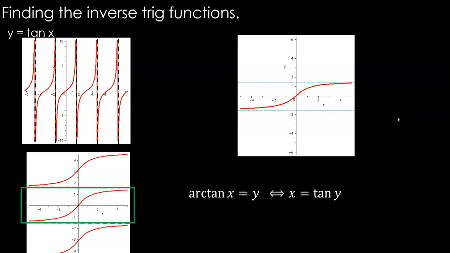Arctan of x equals y if and only if x equals tan of y. The domain is the set of real numbers. My range is between negative pi over 2 and pi over 2, not inclusive, because it'll never actually reach pi over 2 or negative pi over 2. Let's look at an example.